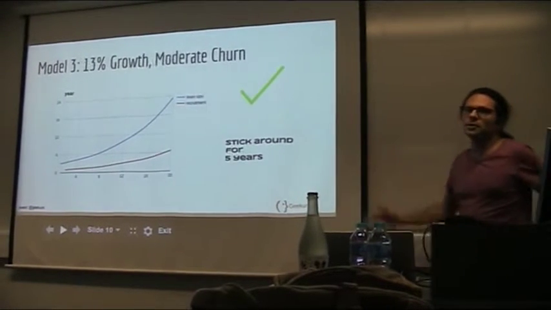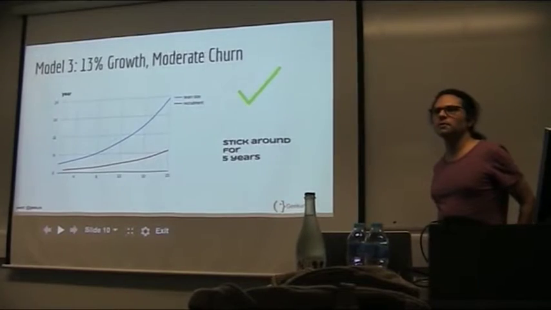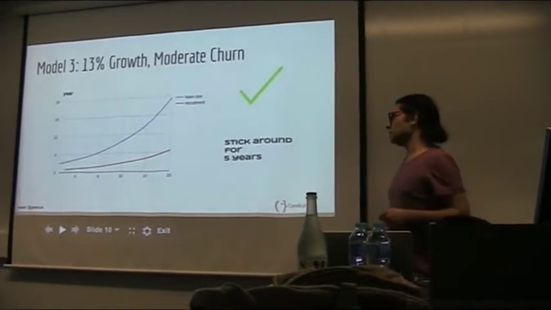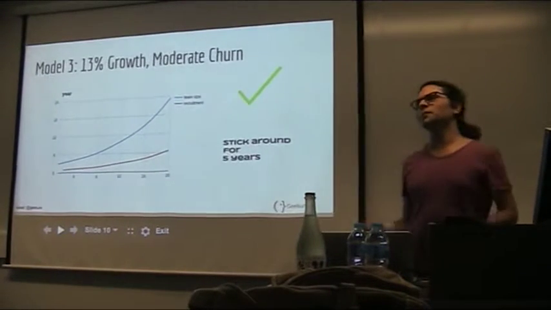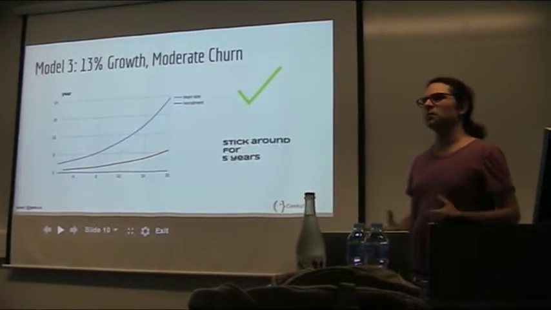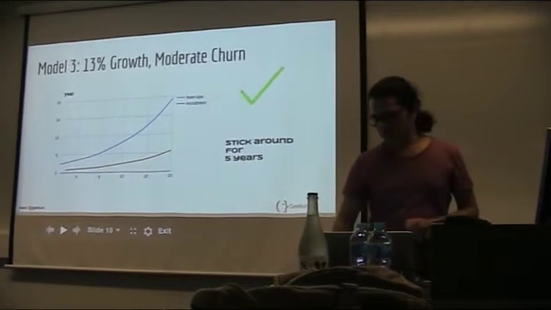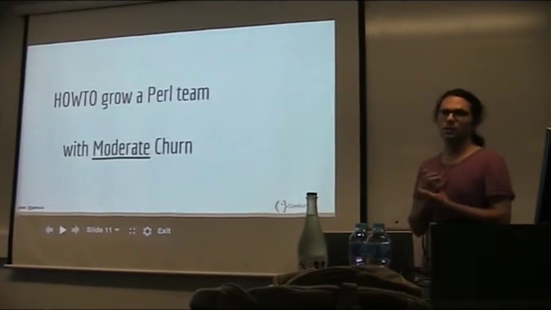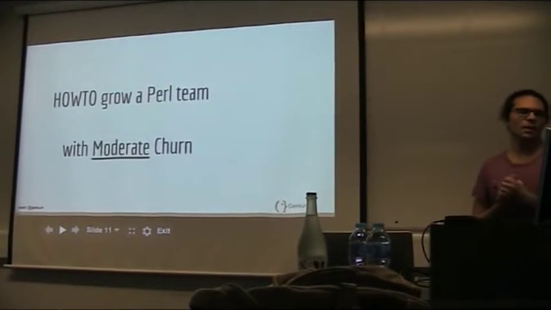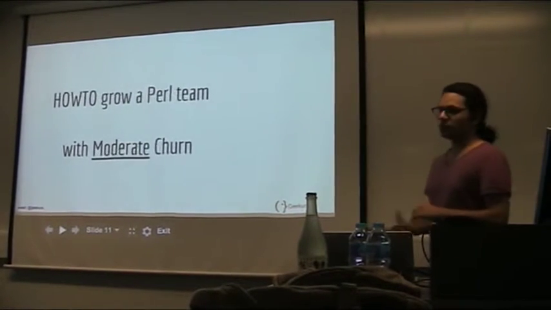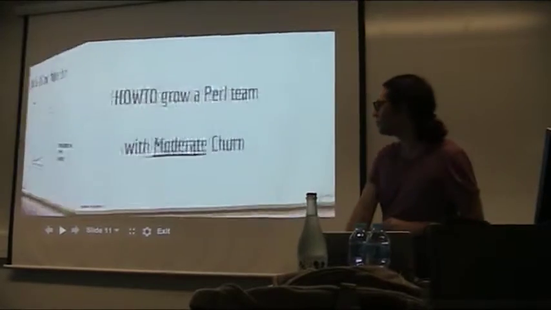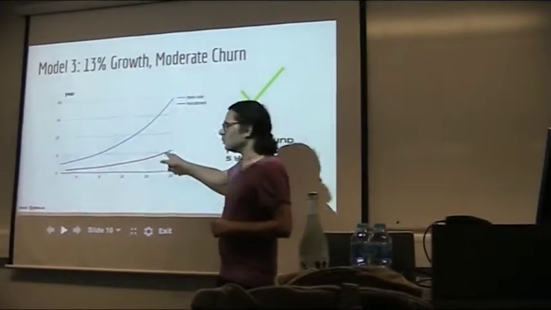So I think this is the goal, that we would like to have healthy, thriving, productive Perl teams, because if it goes much further up than that, then we're going to spend more time training people about how the business works and being productive, more productive on account of the number of people there. So, how to grow a Perl team with moderate churn. Churn is the red line, yeah? So you don't want that to get too high.